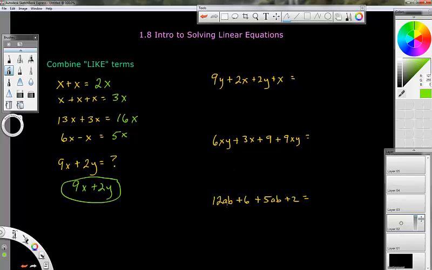Now, let's do these where they're all kind of mixed up. So I'm going to color code these. Check this out. 2y. Now, let's switch the other ones to blue. So plus 2x plus x.